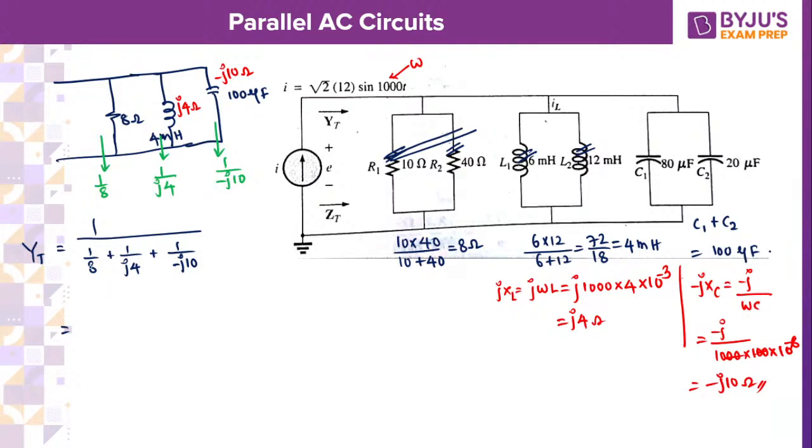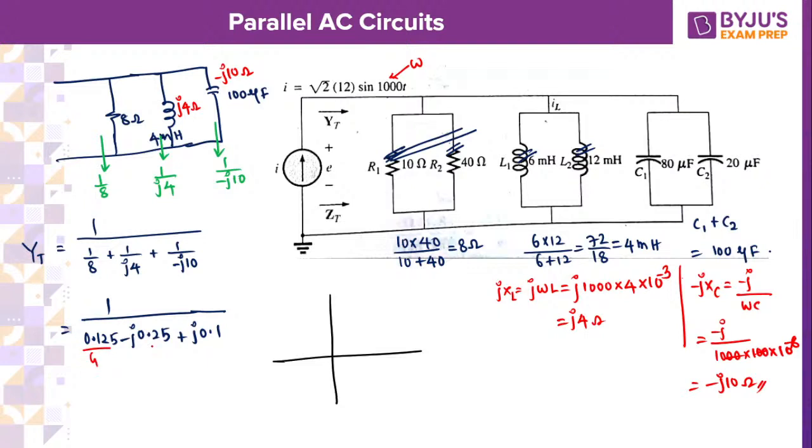Can you tell me 1 by 8, how much will this be? 1 by 8 is 0.125. This will be minus j0.25 because 1 by 4 is 0.25, na? And this will be, if this j goes up, plus j0.1. So inductive susceptance is greater than the capacitive susceptance. If you want to draw the impedance triangle, you can draw the admittance triangle also.